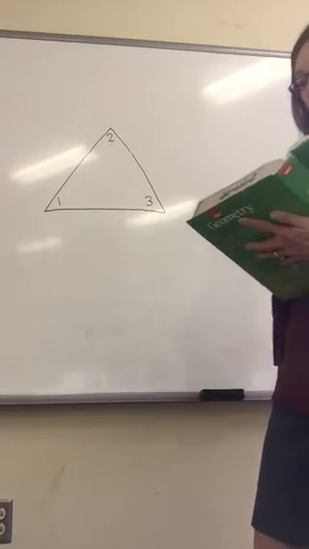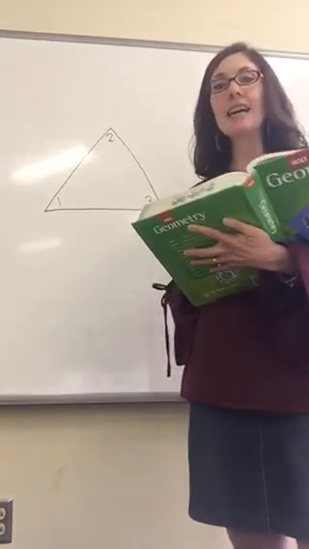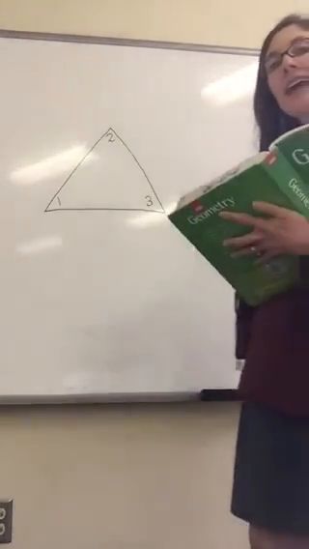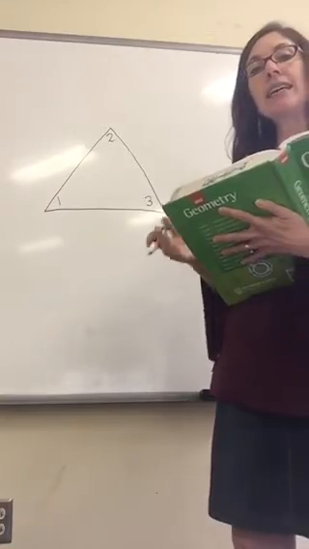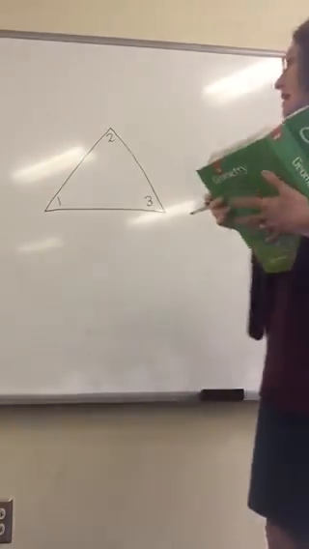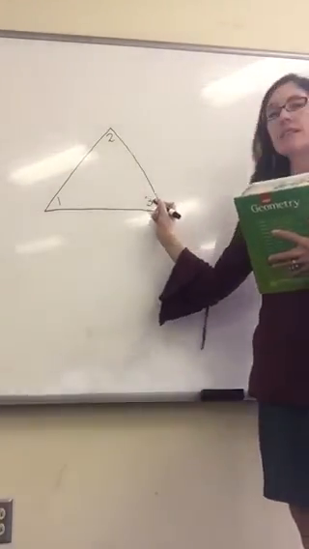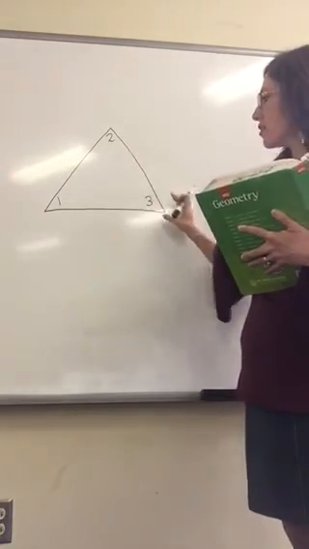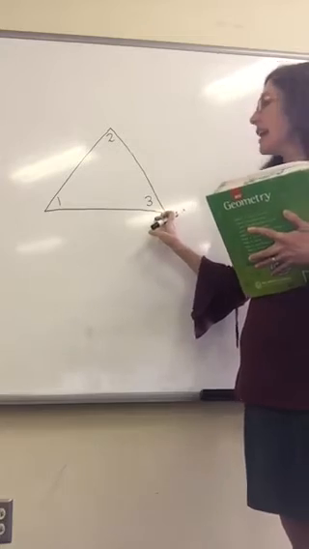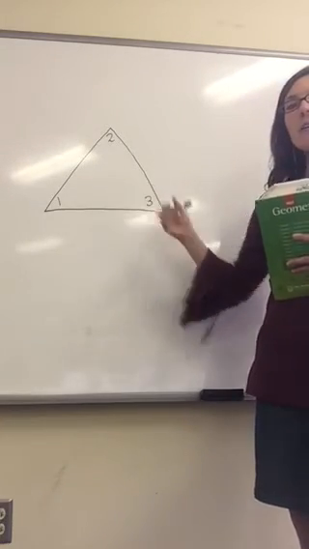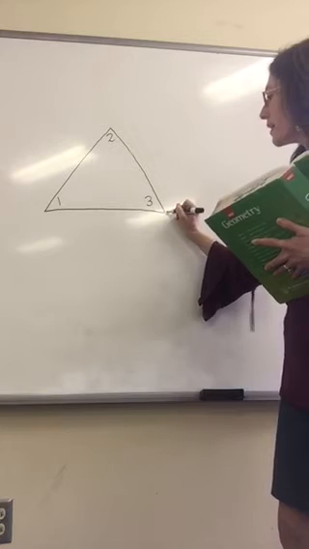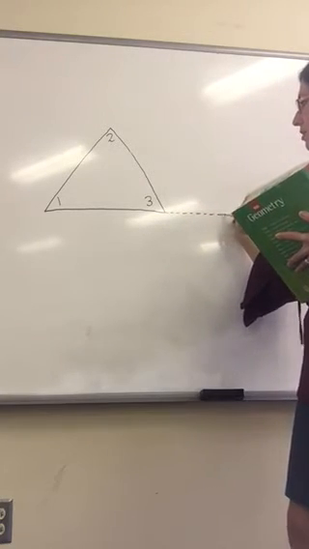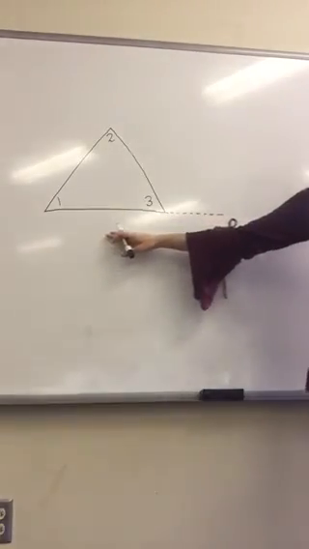Okay, now let's talk about the exterior. The exterior is the set of all points outside the triangle. So what do you think an exterior angle is going to be? It's going to be any angle outside the triangle. Now, interior angles are formed where two legs of the triangle come together at a vertex. But how do we get an exterior angle? We get that by extending one leg of the triangle, and it just continues straight out.